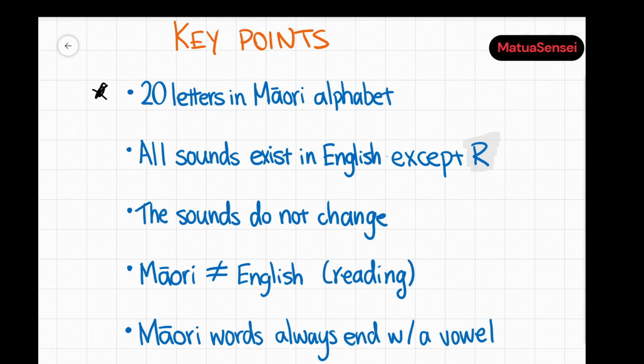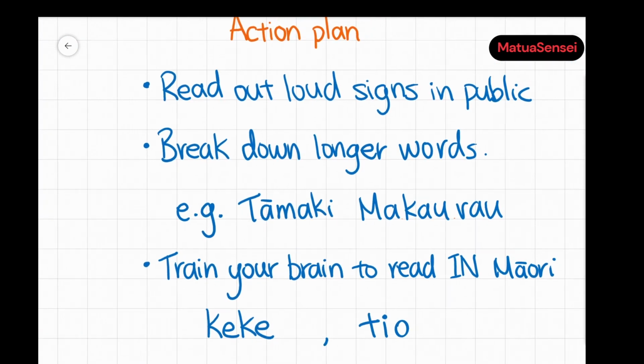Fourth, Māori does not equal English, especially when it comes to reading. Now, I'm going to demonstrate it in the next lot, but a lot of people get this wrong because in their brain, they think they're reading English, so they're trying to read it as English when they're supposed to be reading in Te Reo Māori. And lastly, Māori words always end with a vowel. It will always end with a, e, i, o, u, or ā, ē, ī, ō, ū, and none of the consonants and none of the digraphs. Okay?